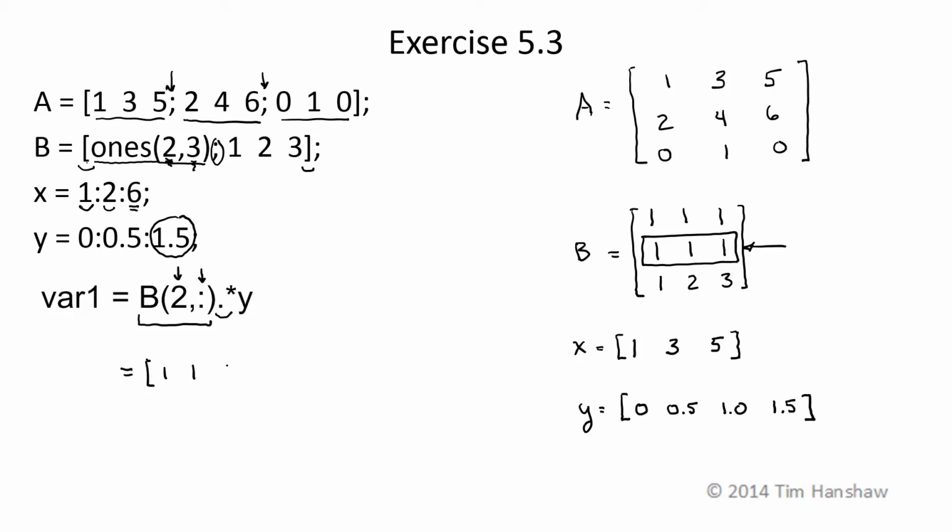One, one, one, dot times Y is 0, 0.5, 1, 1.5. B of 2 comma colon has 3 elements, Y has 4 elements. The array sizes don't match, and this results in an error.